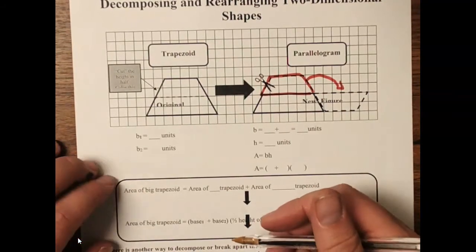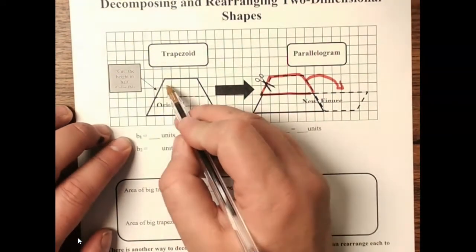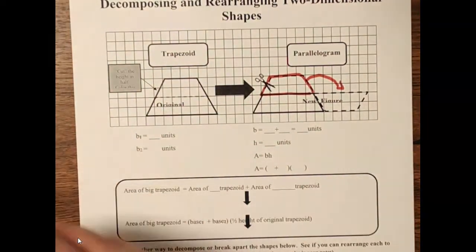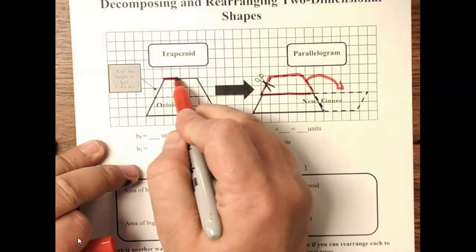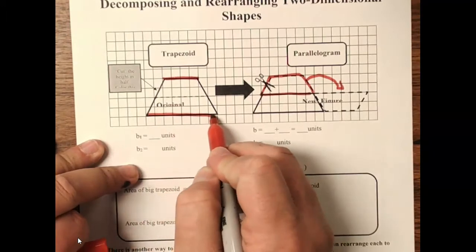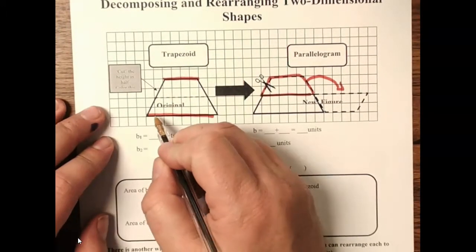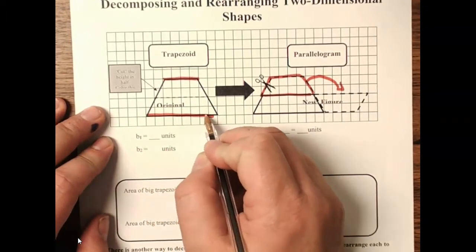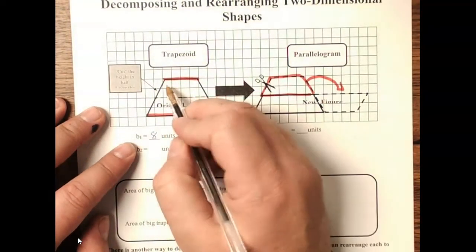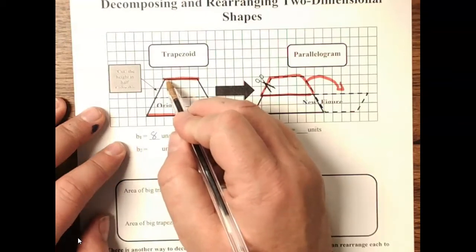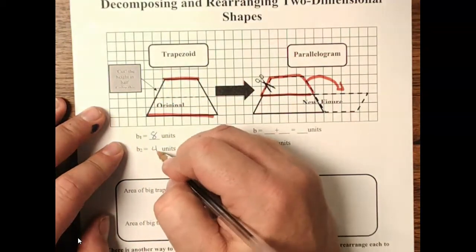Oh, I got you. So, in this one, my B1 and B2, we said the bases on a trapezoid are our parallel sides. So my base 1, I'm going to call that the bottom, is 4, 5, 6, 7, 8. You don't have to call that the bottom, but I'm going to. The top one, the B2, then is 4 units.